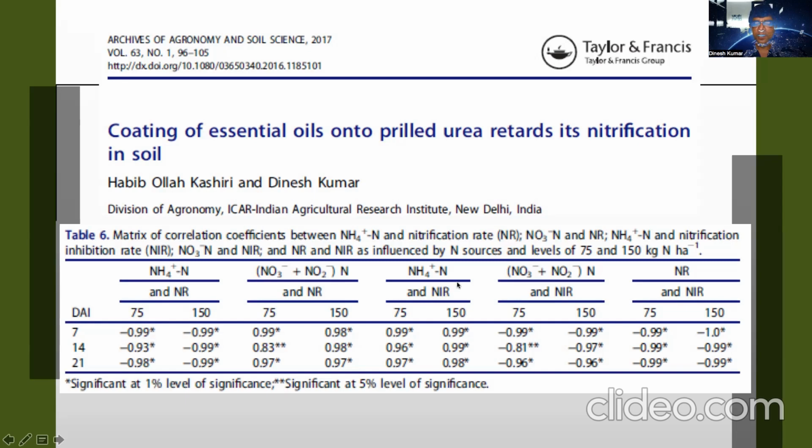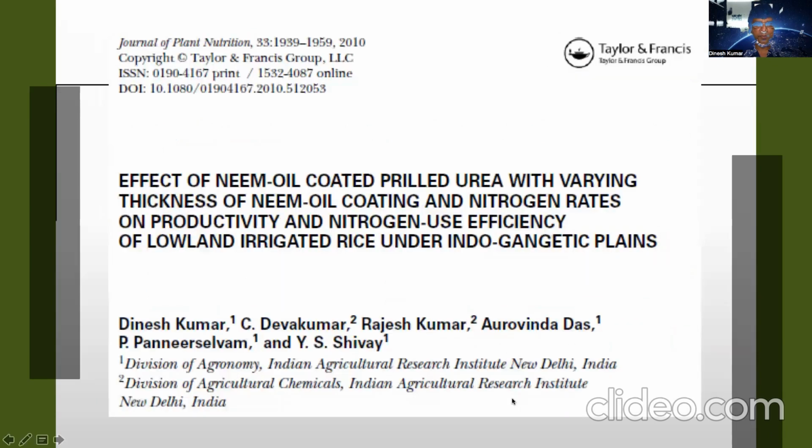Similarly, this is nitrification inhibition rate and ammonical nitrogen. So you can see it has positive relation. Mostly, it is all positive relation. That means if you have more of ammonical nitrogen in soil, then nitrification inhibition rate is more. So likewise means with any 2 or 3 variables, we can find out the correlation coefficients. So this adds value to your data, to your work.